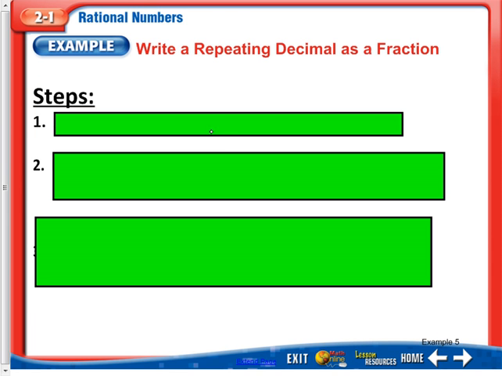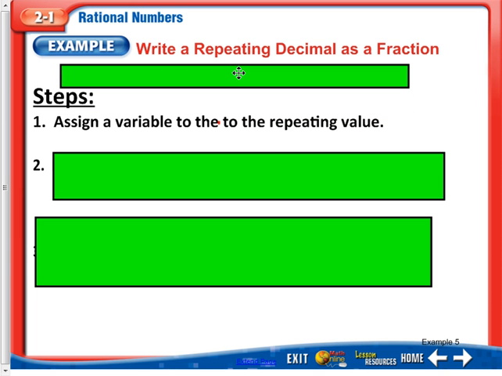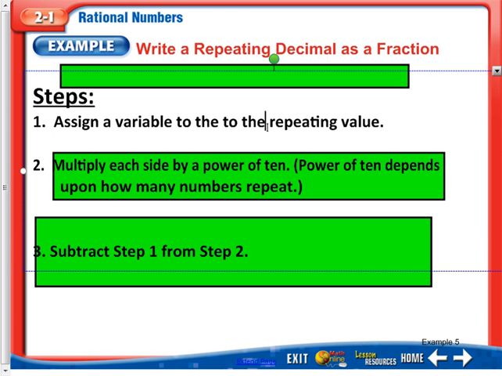All right, now to write a repeating decimal as a fraction, we have a few steps here that we need to go over. All right, so let's take a look at this here. First thing you need to do is assign a variable to the repeating value. Assign a variable to the repeating value.